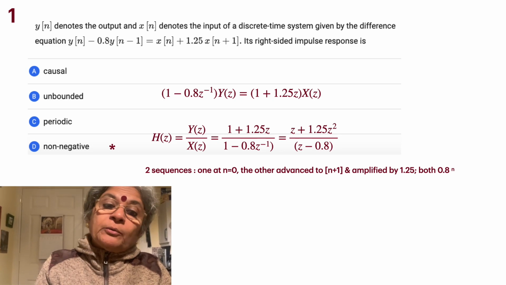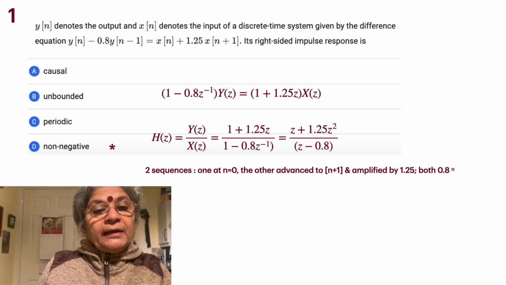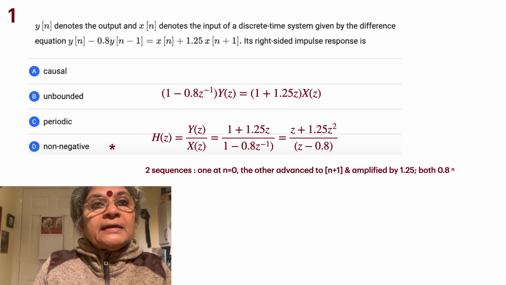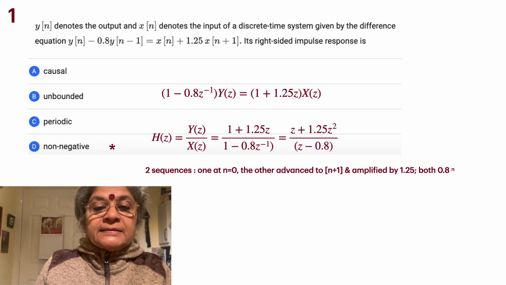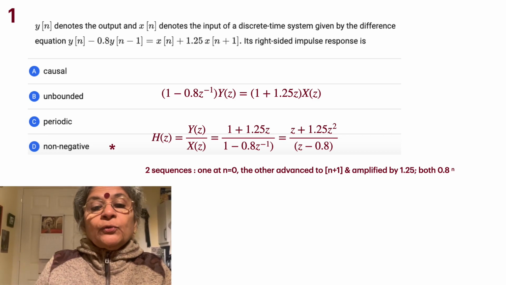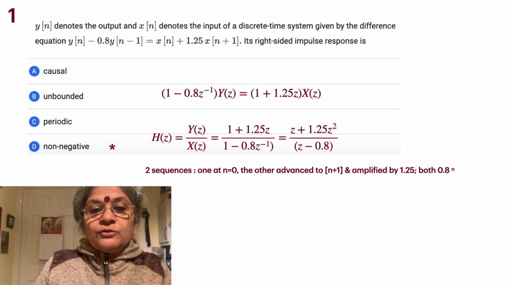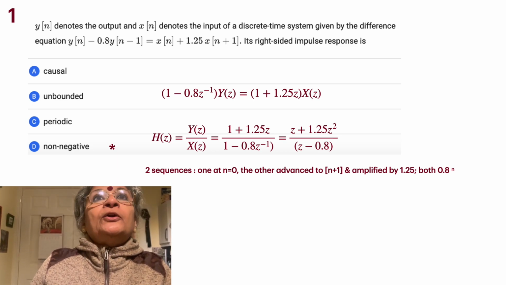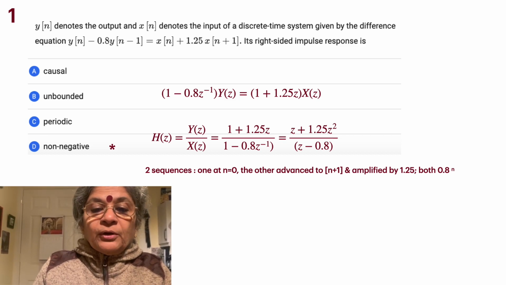Let's take the Z transform on both sides. The left hand side becomes 1 minus 0.8 into z raised to minus 1, times Y(z). The delay is taken into consideration with the delay unit signified by z raised to minus 1. The right hand side is 1 plus 1.25 z raised to 1, so here the advance is taken into consideration, and on the other side we have X(z). So Y(z) on one side, X(z) on the other, and Y(z) by X(z) is H(z), to get the impulse response. That's equal to 1 plus 1.25 z divided by 1 minus 0.8 z raised to minus 1.